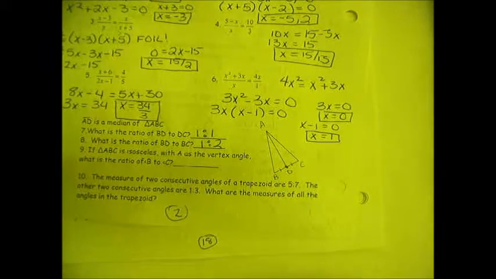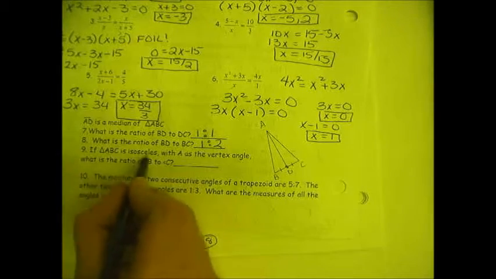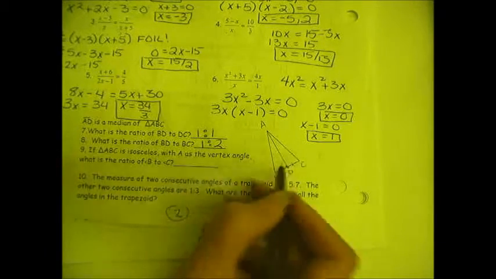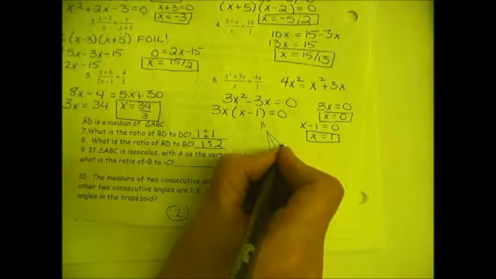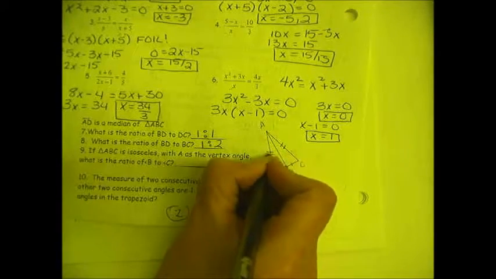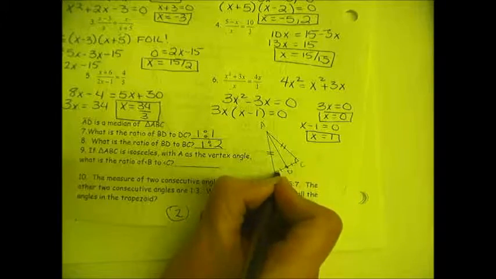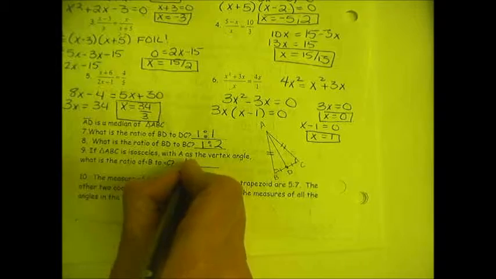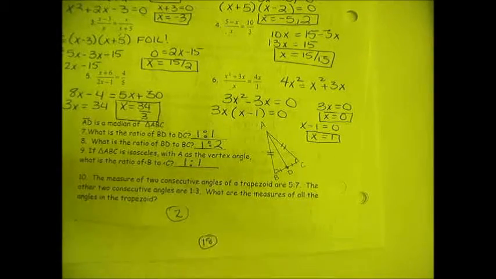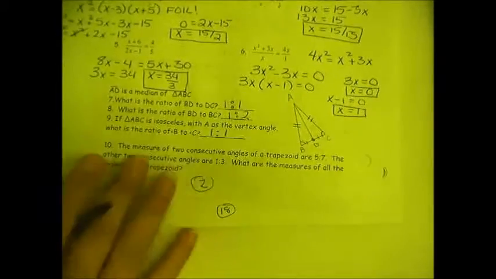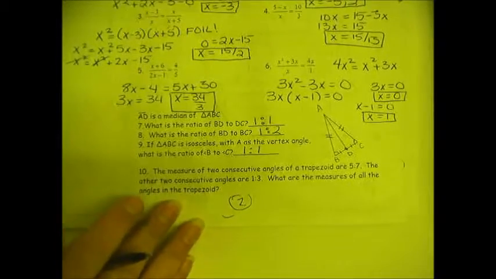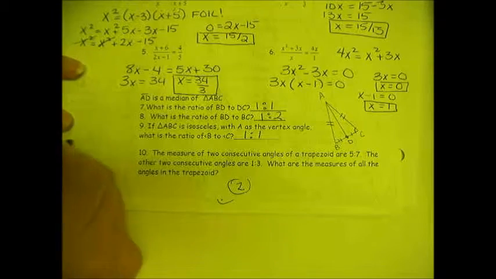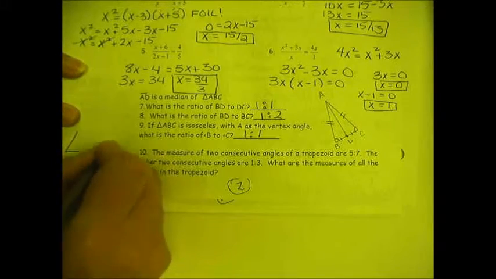What is the ratio of BD to BC? BD is half of BC, so that's the ratio of 1 to 2. BC is twice what BD is. Make sure the order's right. If triangle ABC is isosceles, with A as the vertex angle, what is the ratio of angle B to angle C? Well, we know if this is isosceles, use our laser beams. B and C are equal angles, and equal angles will be a ratio of 1 to 1.